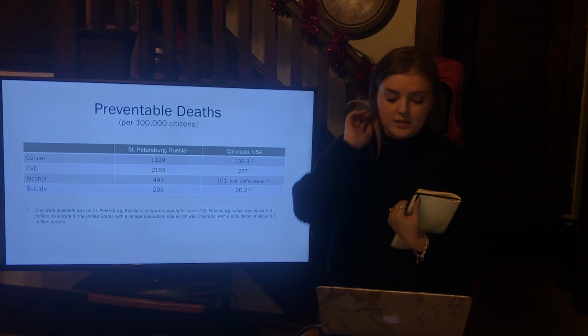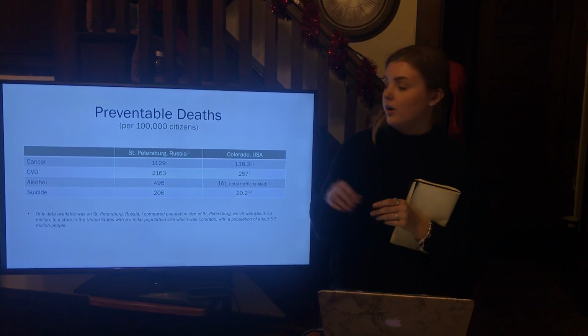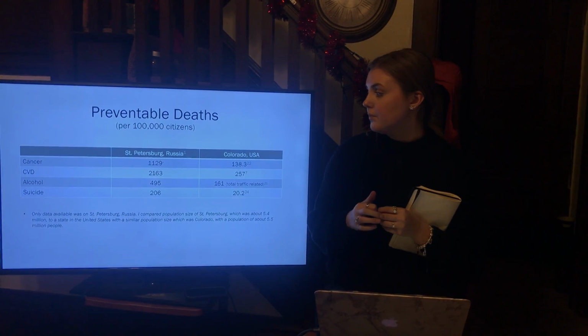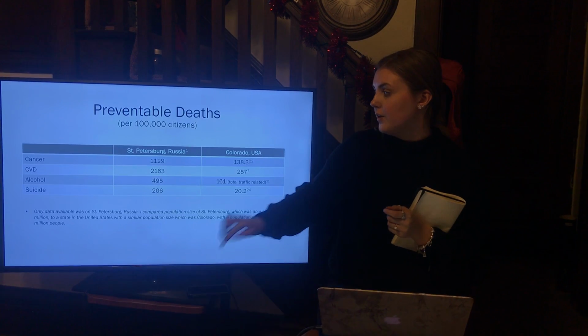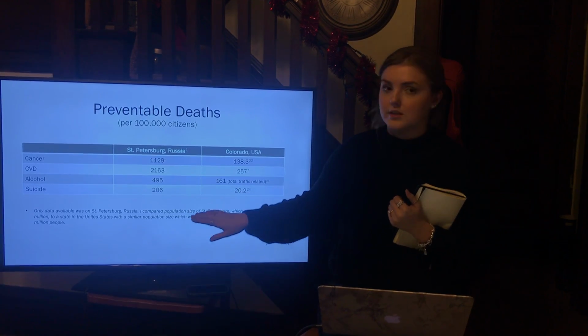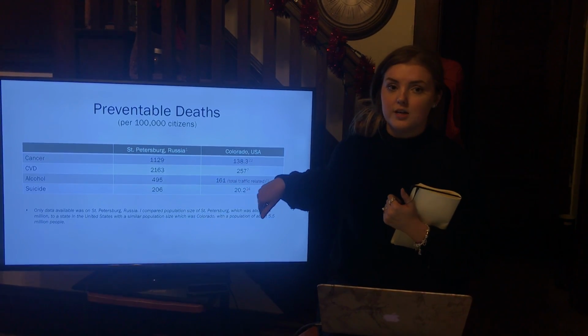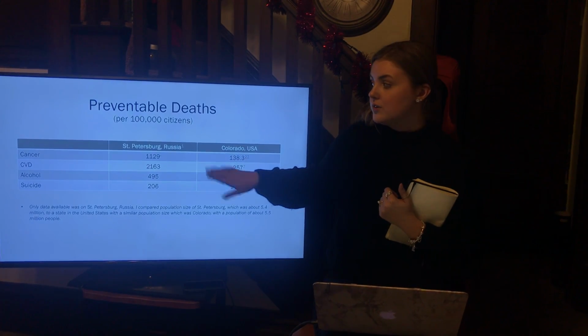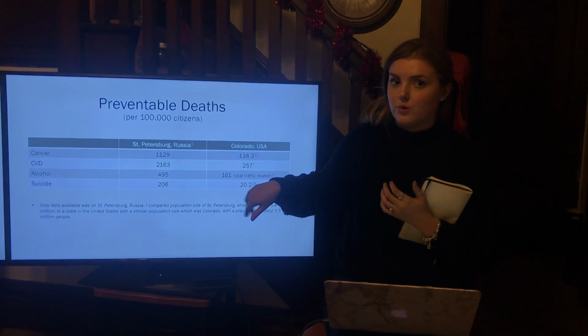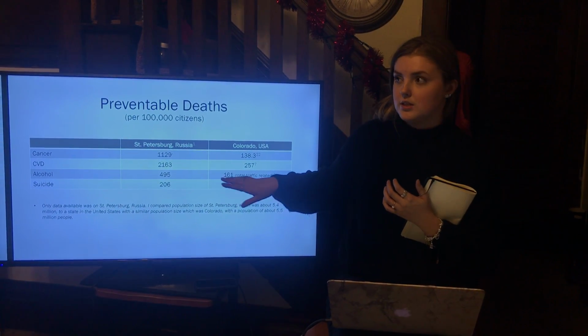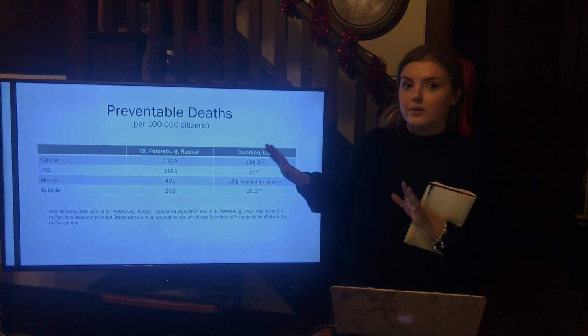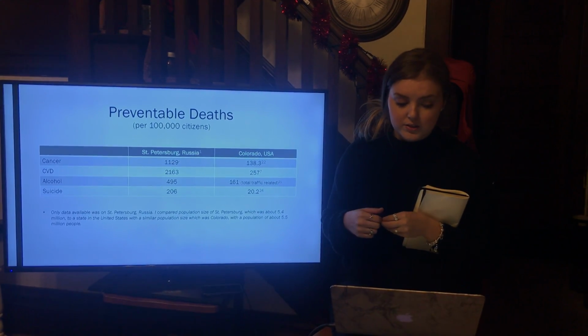So preventable deaths, these are per 100,000 citizens. The only data I could find was on St. Petersburg, so I had to find a similar population size in the United States. St. Petersburg had 5.4 million citizens, and Colorado was about 5.5 million, so that's what I used.